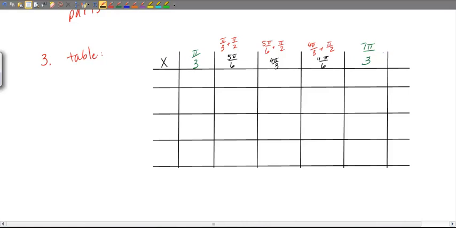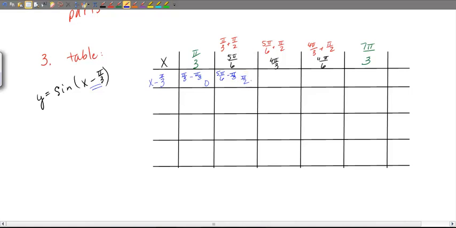In order to complete the table, we're then going to evaluate the function. Now let's copy the function down here. The function, remember, was y is equal to the sine of x minus pi over 3. So when we do the table method, I'm going to evaluate what's inside the parentheses, the x minus pi over 3, for each one of these headings. So that looks like pi over 3 minus pi over 3, which is 0. Then we do it again. 5 pi over 6 minus pi over 3, which is pi over 2.